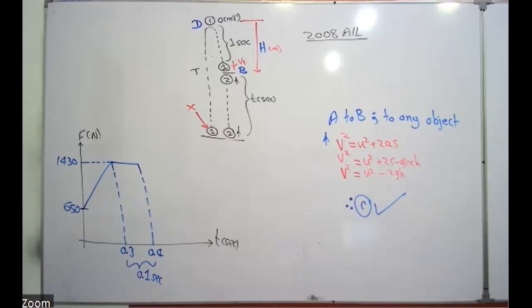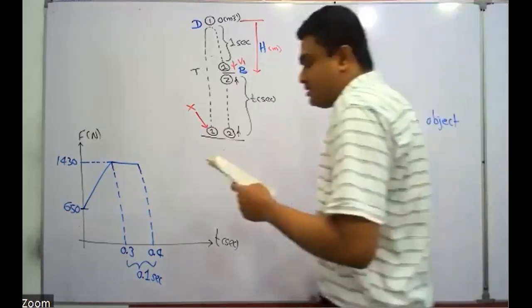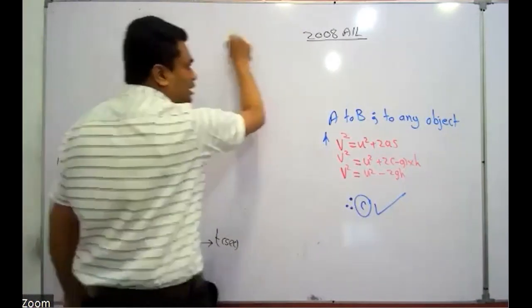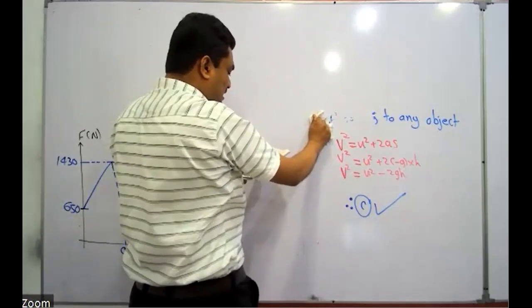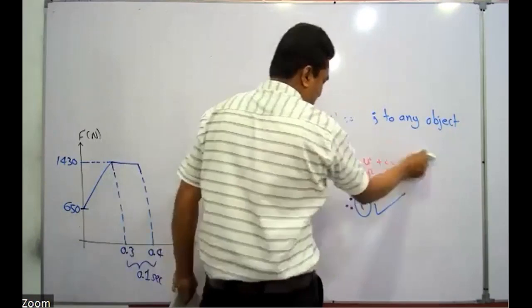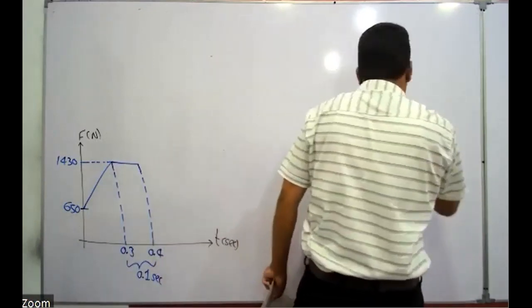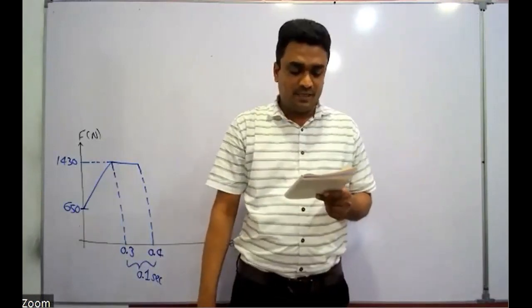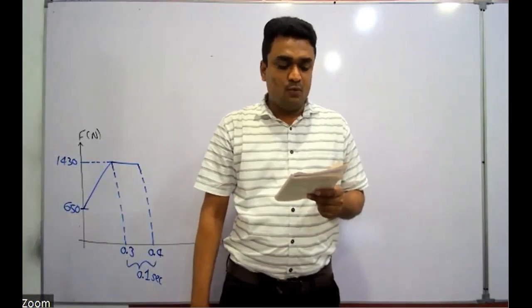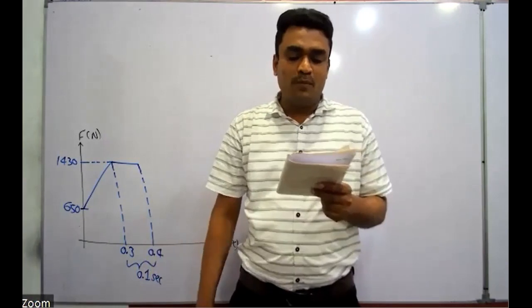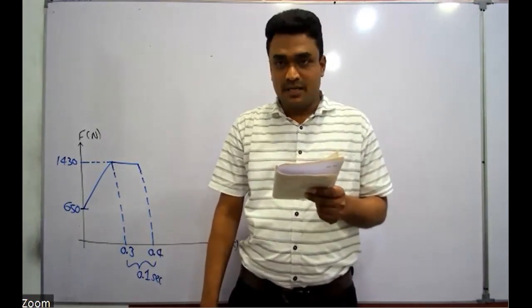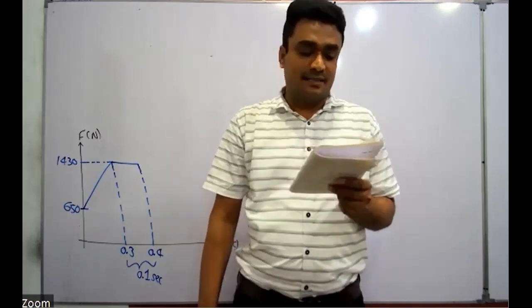Below the graph, please write: the force capital F increases from a value which is equal to the person's normal weight of 650 Newton to 1430 Newton in 0.3 seconds.